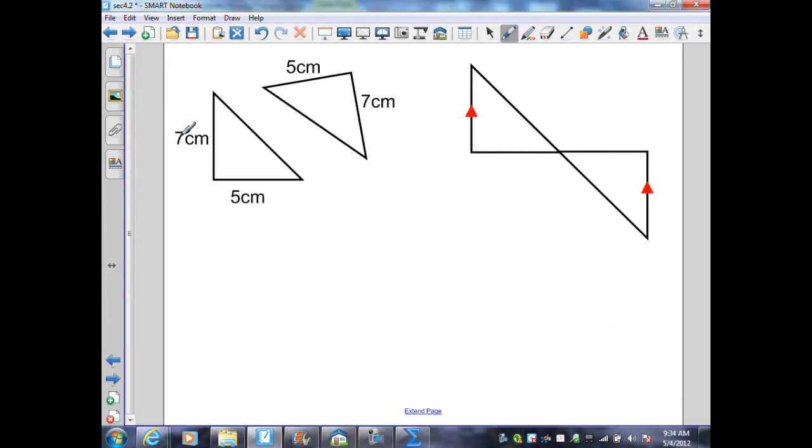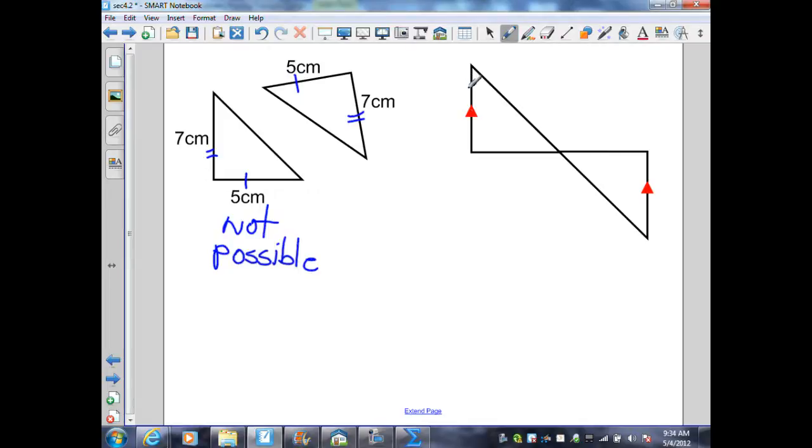On this diagram, I see I have two sides congruent because they have the same measure. I can't identify if the third sides are congruent. Therefore, this is not possible. If I knew that these two segments are congruent, then I could use side, side, side, but I don't.